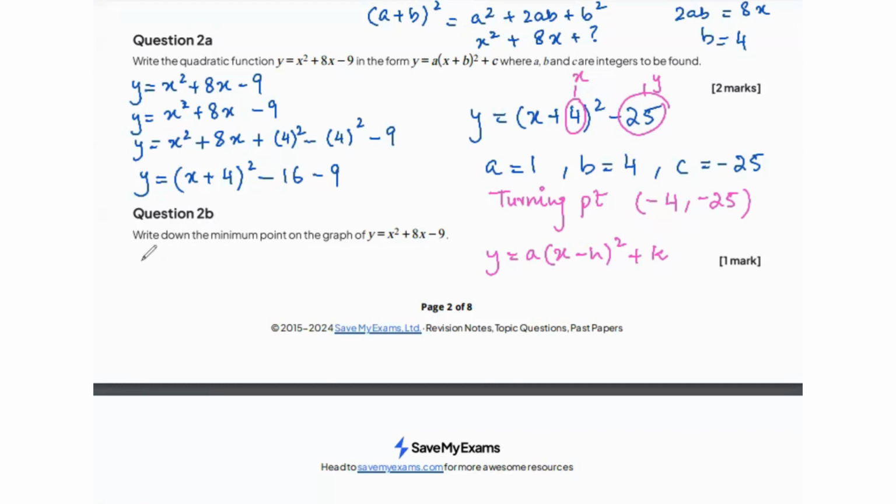Then in the second part, they were asking us to find the minimum point. So the minimum point is negative 4, negative 25, which we have already mentioned.